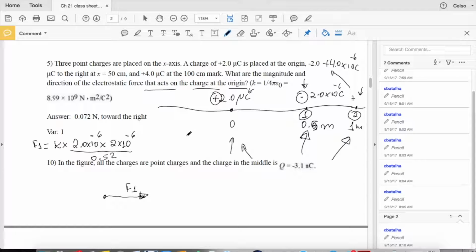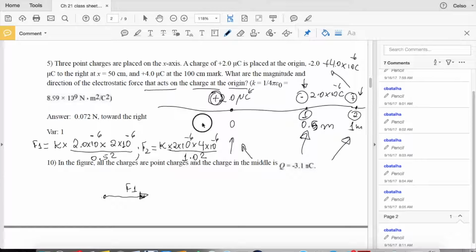Now I go to work on the free body diagram of charge number 2. Charge number 2 is a positive charge. The charge at the origin is a positive charge. They repel one another. Let me call the magnitude of the force of charge 2 on the charge at the origin F2. That is going to be K times 2 times 10 to the minus 6 times 4 times 10 to the minus 6 divided by distance squared.